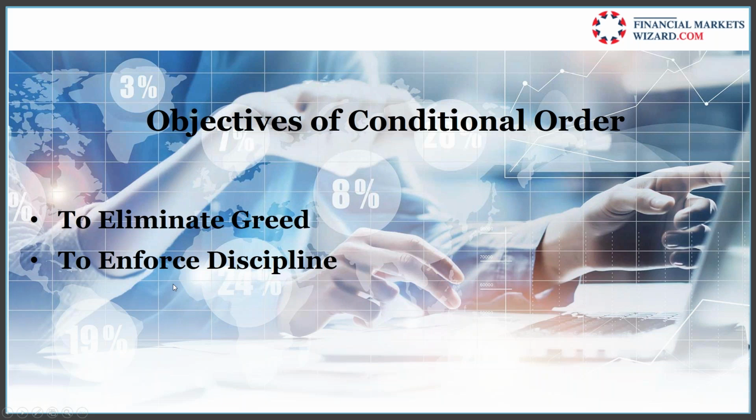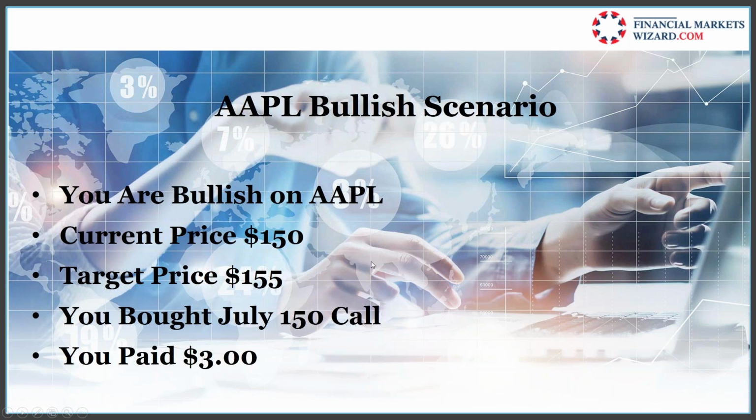So eliminate that problem with this conditional order. So eliminate greed. That's when this thing kills us, greed, because we think the stock is going higher. It doesn't, it stops. So and enforce discipline. So let me explain what is the scenario and then how you can set the conditional order. The conditional order, I've been using it for last 10 years. I found it out, that was my problem.